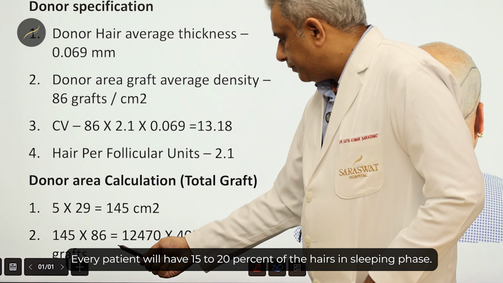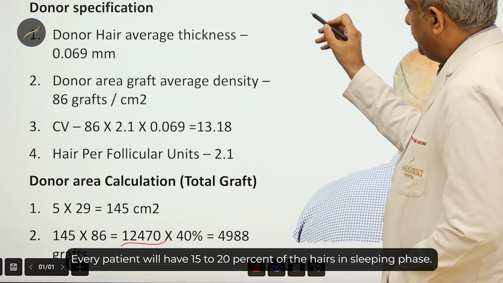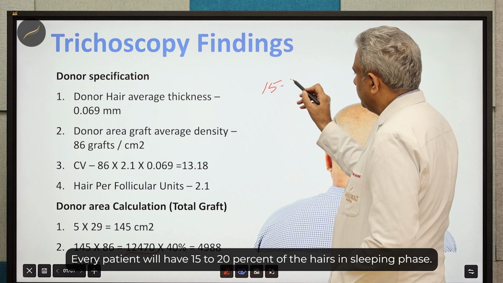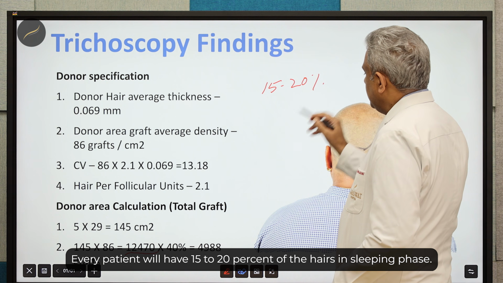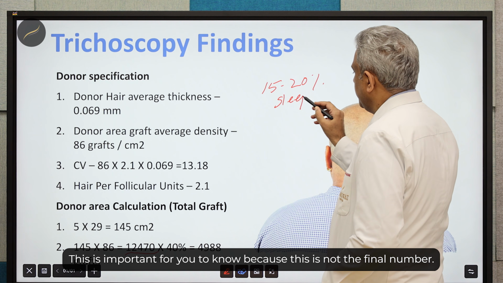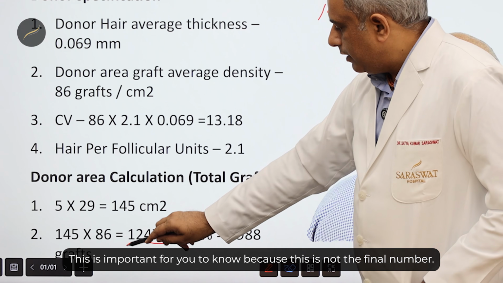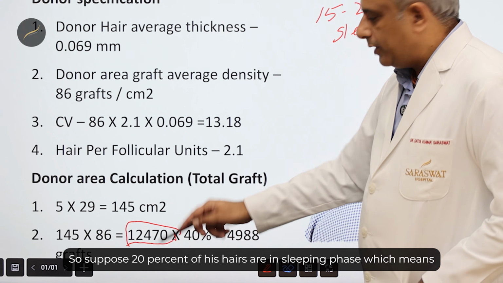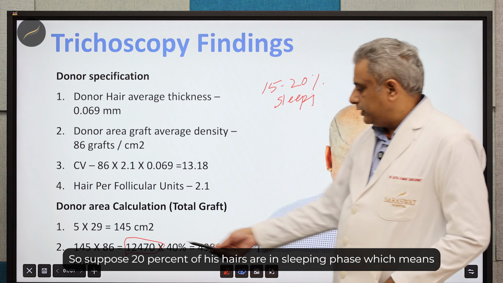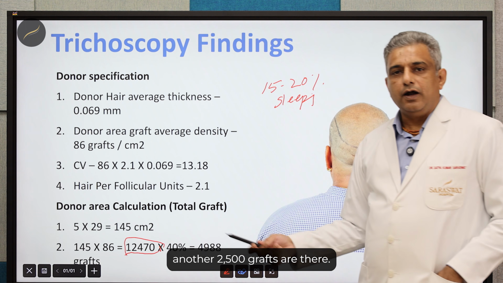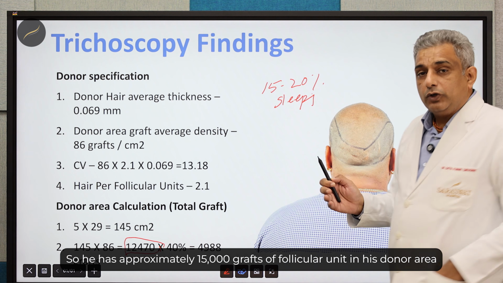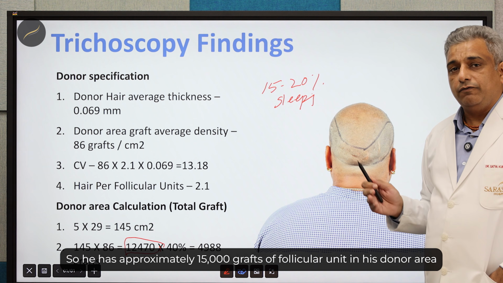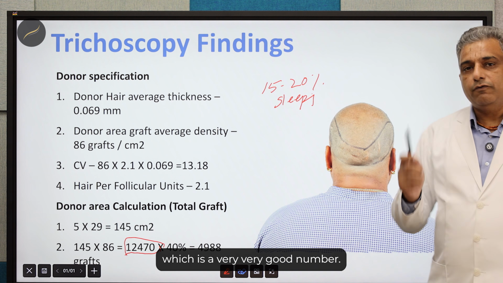Every patient will have 15 to 20% of the hairs in the sleeping phase. This is important for you to know, because this is not the final number. So suppose 20% of his hairs are in the sleeping phase, which means another 2,500 grafts are there. So he has approximately 15,000 grafts of follicular units in his donor area, which is a very good number.